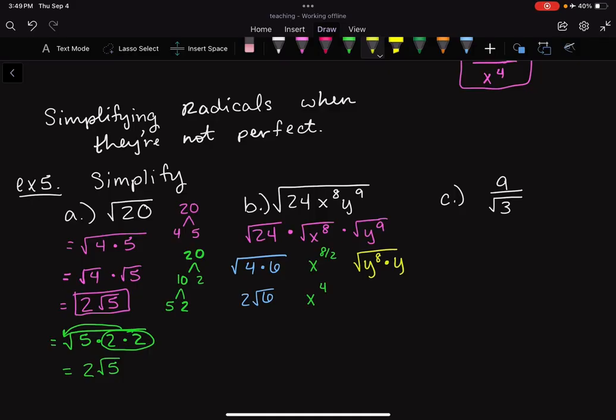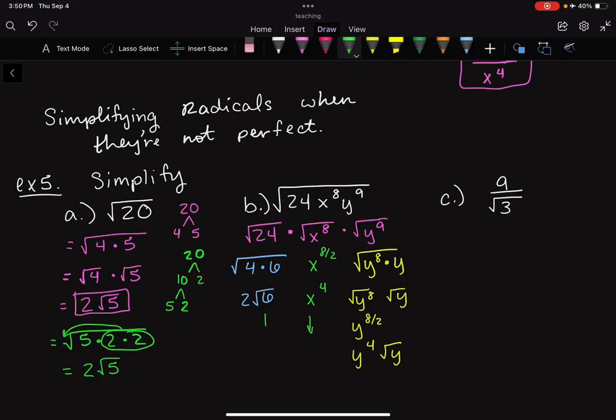Then we can break this up further and say, okay, now we're dealing with square root of y to the 8th times square root of y. Square root of y to the 8th is y to the 8 over 2, so that's going to become y to the 4th. Now this square root of y is still trapped in the square root. It can't do anything.